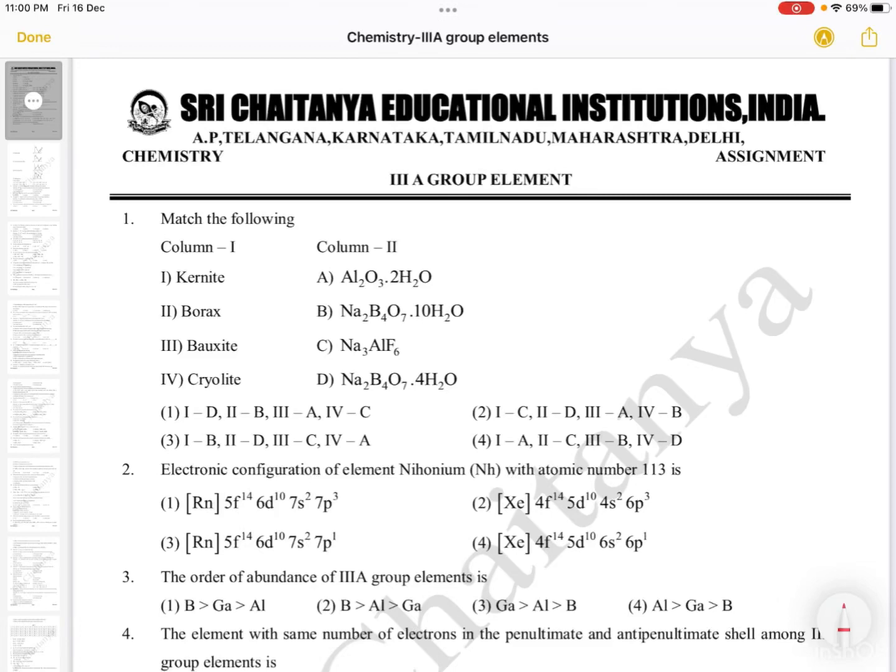Hi students, let us solve some questions from third A group elements. So question number 1 is a match the following type of question. Compounds and formulas are given. Let us match these with the correct formulas.